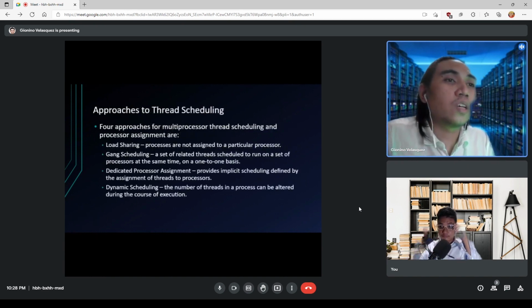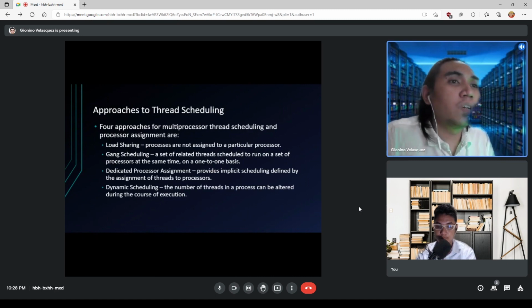Approaches to thread scheduling. There are 4 approaches for multiprocessor thread scheduling, which are load sharing, gang scheduling, dedicated processor assignment, and dynamic scheduling. Since Mr. Igot will be reporting about the other approaches to thread scheduling, I will share my little or basic knowledge about load sharing.